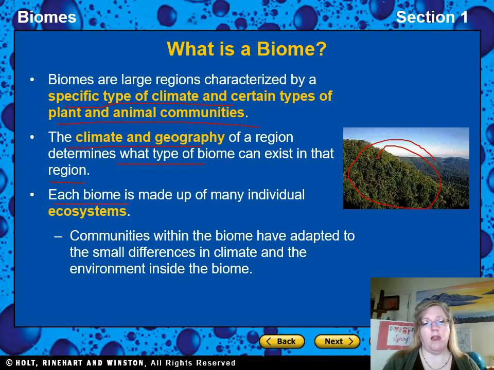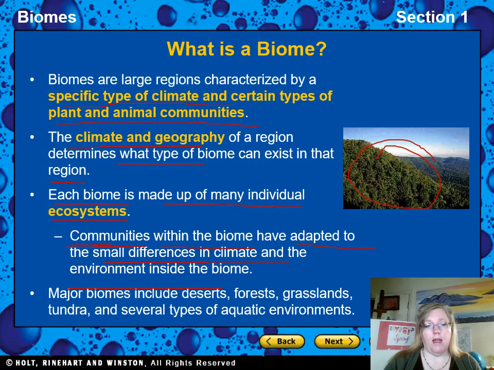Every biome is made up of many individual ecosystems. So the ecosystems are smaller, the biome is bigger. So the communities, remember communities is the living things. The communities, the living animals, plants, stuff, only living. The communities within the biome have adapted to the small differences in climate and the environment within the biome. So the animals and plants that live there are adapted to the conditions within the biome.